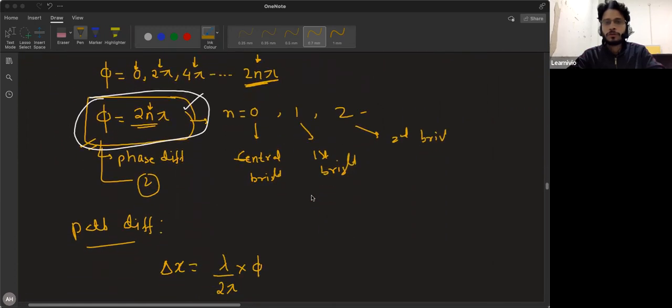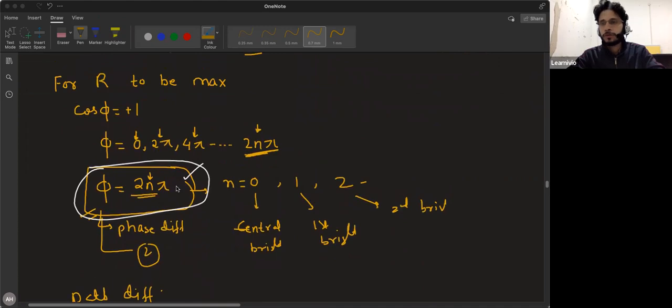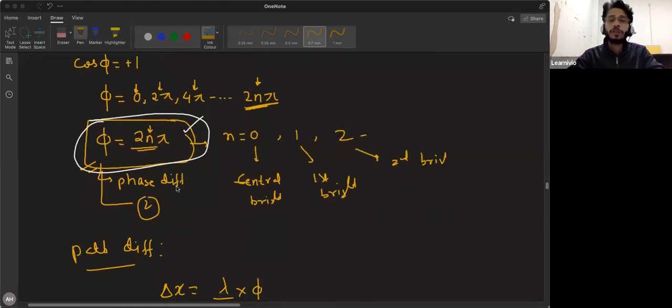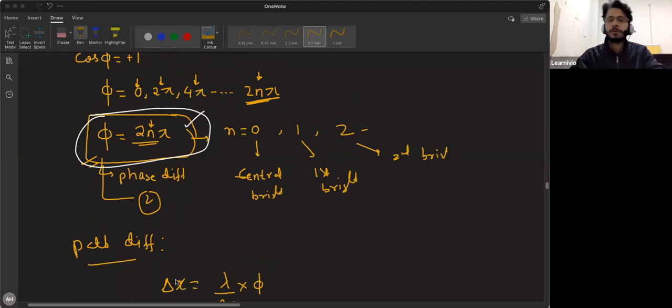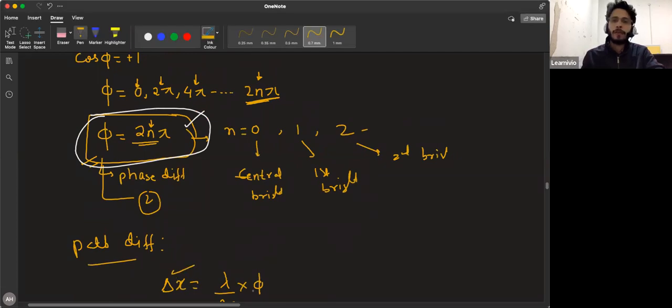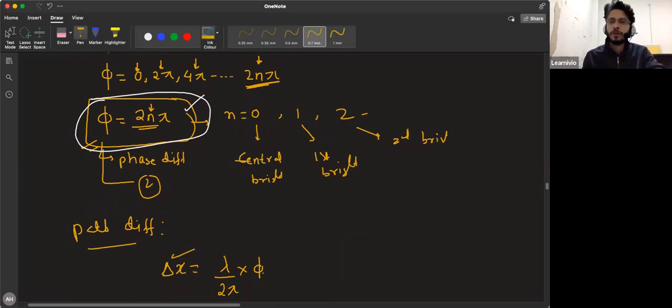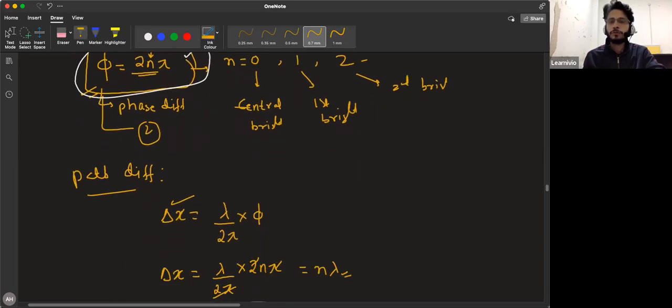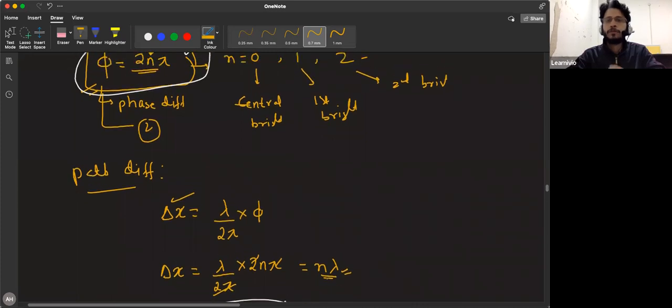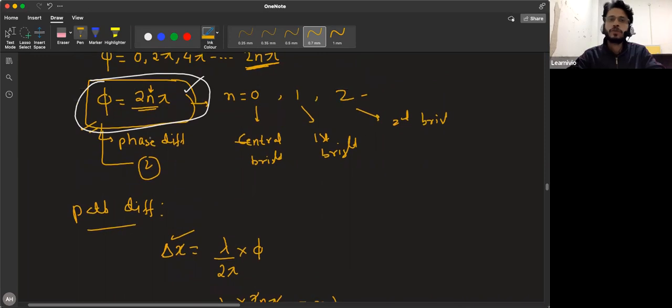The relation between path difference and phase difference is this: path difference is lambda by 2 pi into phase difference. How much is the phase difference? It's 2n pi. So instead of phase difference, you can put 2n pi. So 2 pi will cancel out and you get n pi, so this is delta x, which is n lambda. So the path difference for bright fringe is n lambda, and the phase difference is 2n pi.